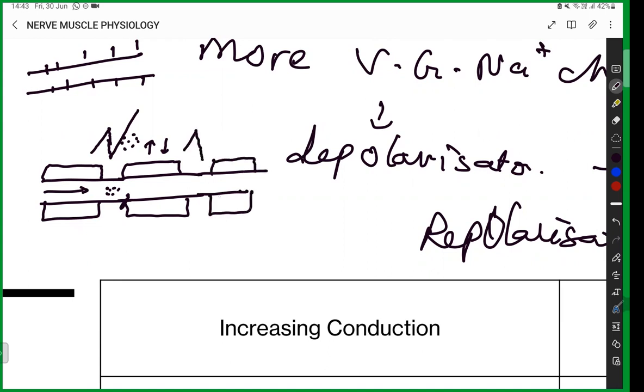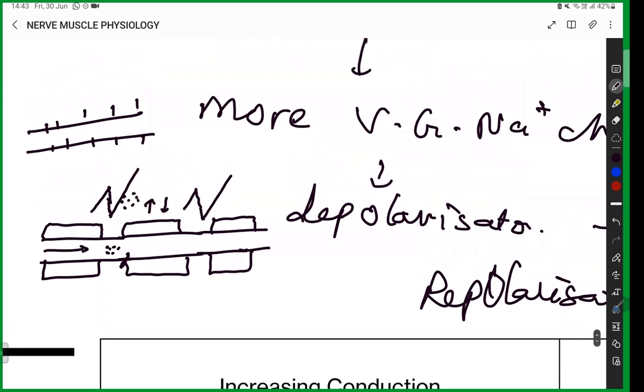Then because of the influx of sodium, and the influx of potassium and calcium, again there is going to be an action potential. Because of it, there will be a continuous action potential generated. At every node of Ranvier, an action potential is generated. That is why there is going to be a proper transmission of impulses.